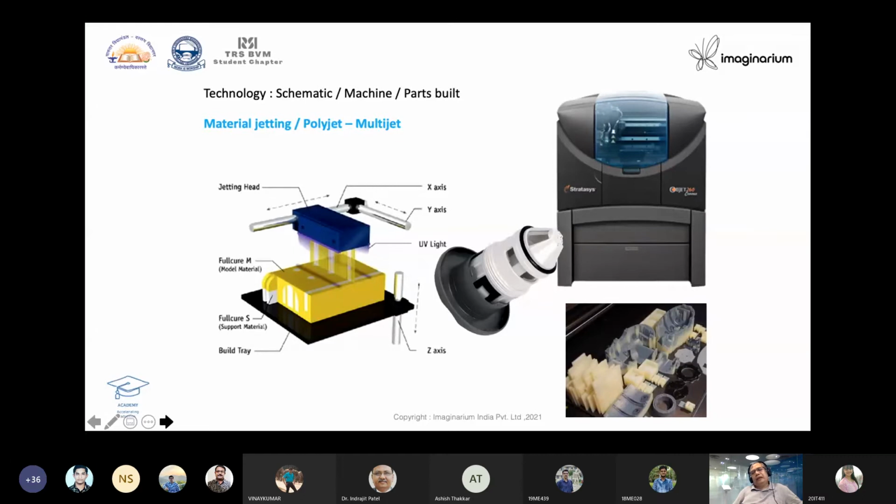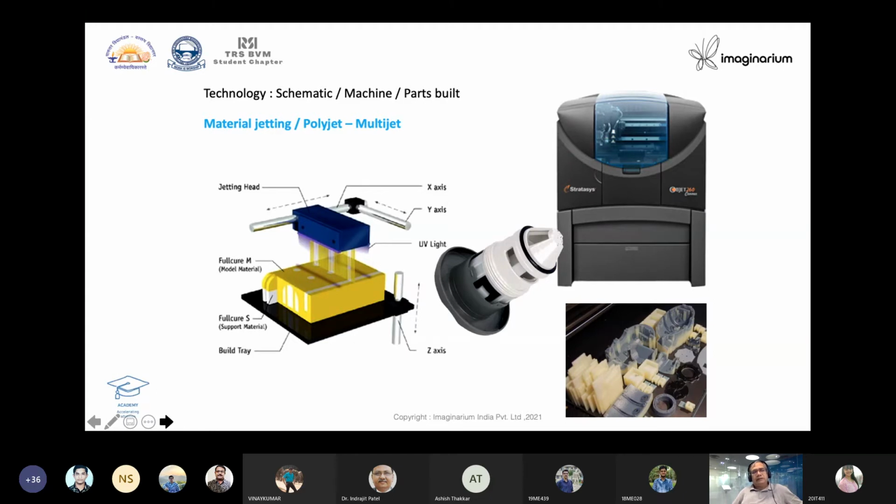Much later, a company which was founded in Israel, Objet was the company. Today they are merged with Stratasys, or Objet owns Stratasys or Stratasys owns them, whatever it is, so they are now together. And Objet came out with a wonderful technology.